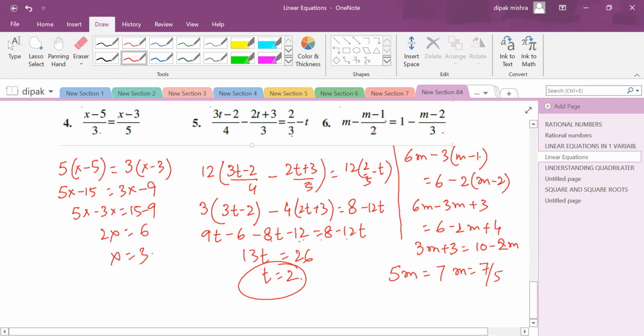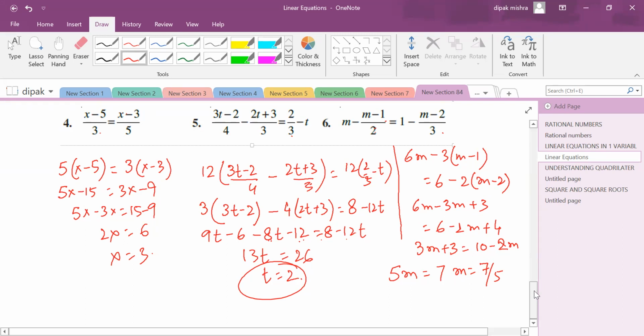Let's look at it one more time so that we have not made any mistake. So 3 times (m minus 1) is 3m minus 3. And on the right hand side, it will be 6 minus 2 times (m minus 2). So it will be minus 2m plus 4. 3m and 2m is 5m. And 6 plus 4, 10. 10 plus 3 is 13. So m will be equal to 7 over 5.